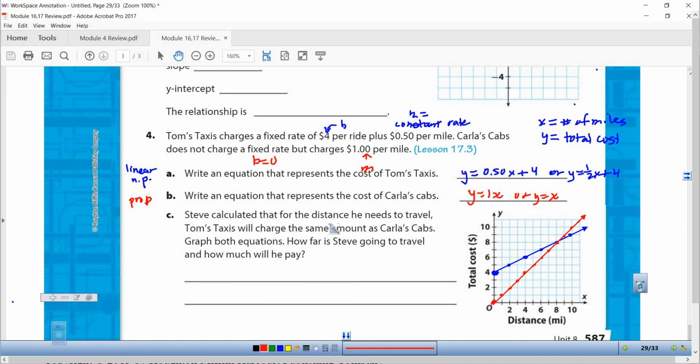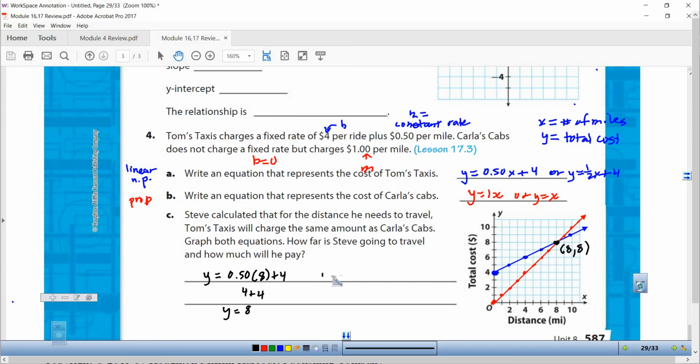All right, Steve calculated that for the distance he needs to travel, Tom's taxi will charge the same as Carla's cabs. Graph both equations. How far is Steve going to travel and how much will he pay? All right, well, if it's the same for both, it has to be where they intersect. And it sure looks like they intersect at 8, 8. All right, well, let's check it, right? Y equals 0.50 times 8 plus 4. Well, what's half of 8? Half of 8 is 4. 4 plus 4 is 8. So we get y equals 8. It works for that one.